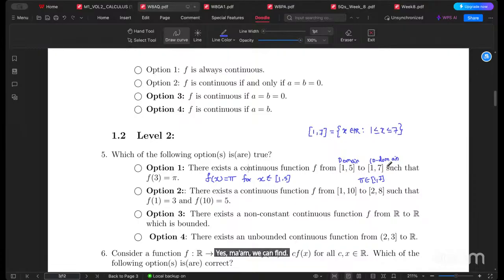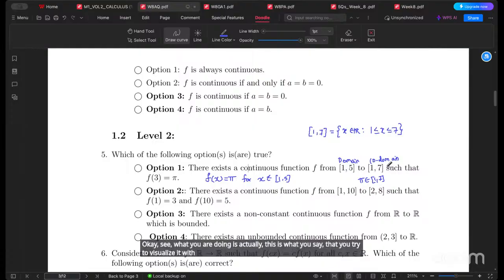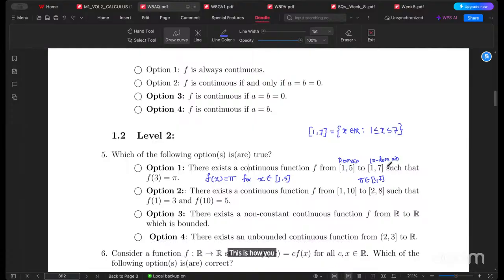Ma'am, we can take the point (1, 3) and another point (10, 5), and we can make a straight line. Exactly. What you are doing is trying to visualize it with a graph. Very good. This is how you have to do it. This is the first step. But going further, how do you find the line? What is the equation of the line? Ma'am, two-point form.